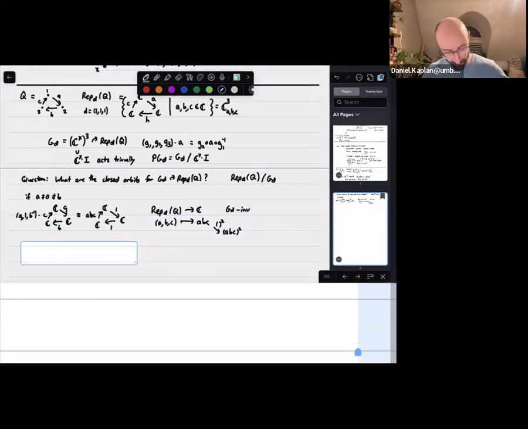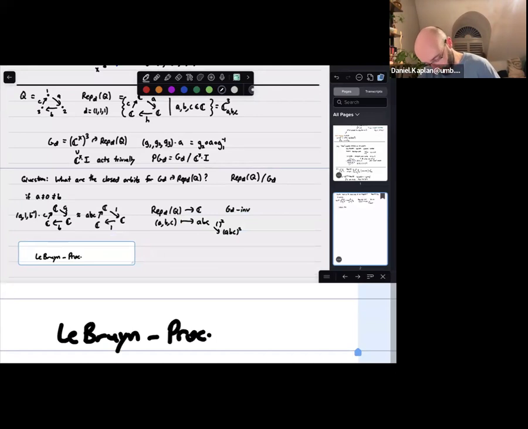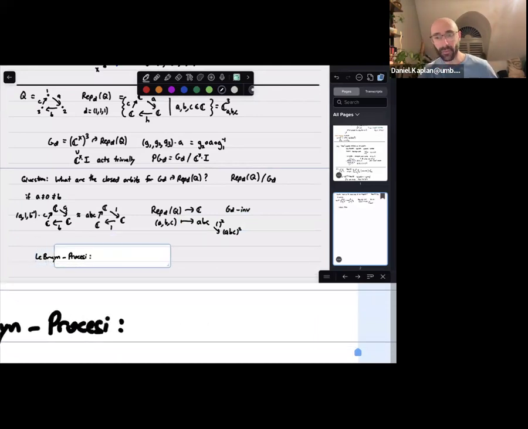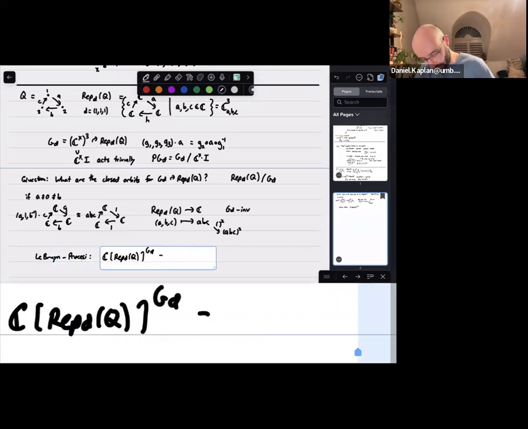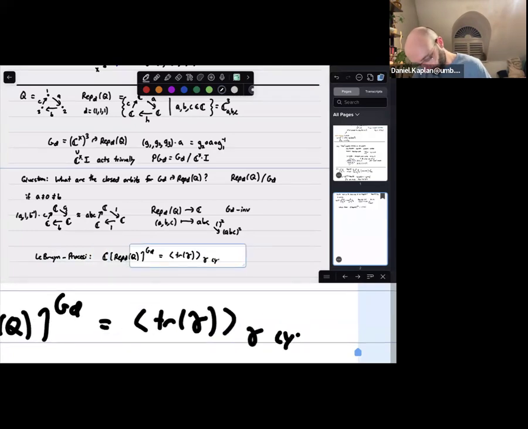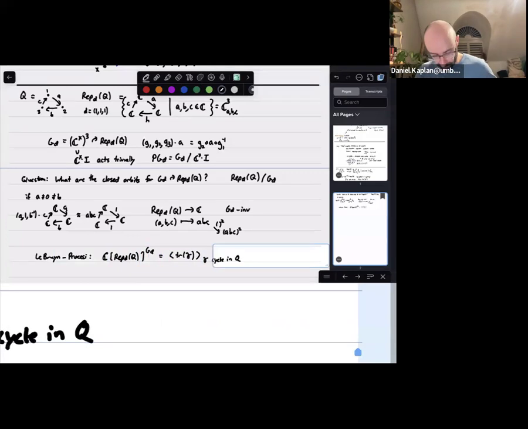And maybe I should mention a result that this is a somewhat general phenomenon. Lebrun and Borghese: if you start with representations of some dimension vector, you look at the functions there, and then you take the GD invariants, you're going to get an algebra that's generated by the traces of the cycles.